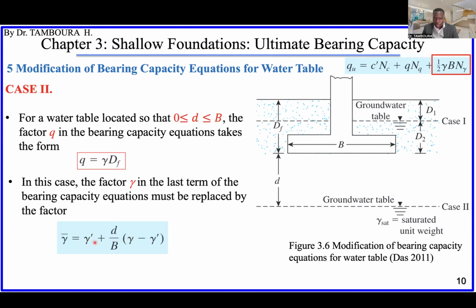Replace it by this: gamma prime plus D divided by B. What is D divided by B? B is here, right? D is here. And gamma minus gamma prime. Gamma prime, you know, right? From the soil mechanics class, it is similar to gamma minus gamma of water. Okay, this is gamma prime.